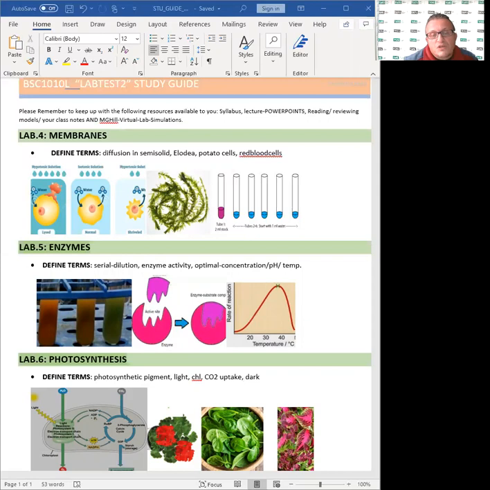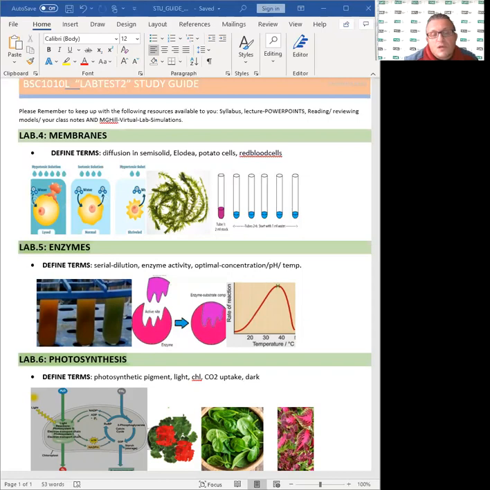So make sure that you know the enzyme name, the substrate name, and the optimal temperature, pH, and concentrations that we experimented on for our enzyme of choice for this lab. Again, we use serial dilution to find the optimal concentration, the best concentration for this enzyme to work on that specific substrate. The next topic is photosynthesis.